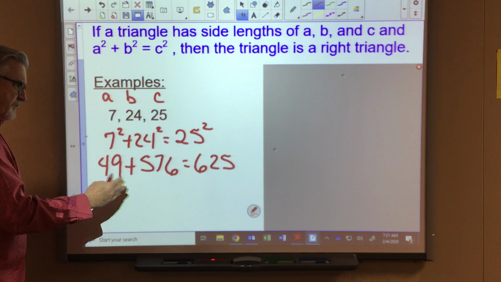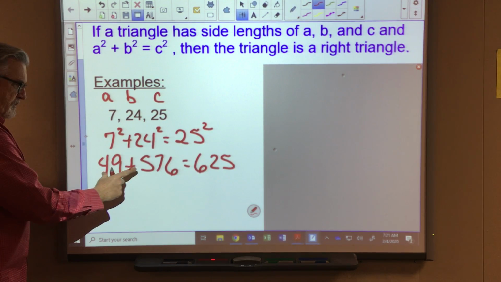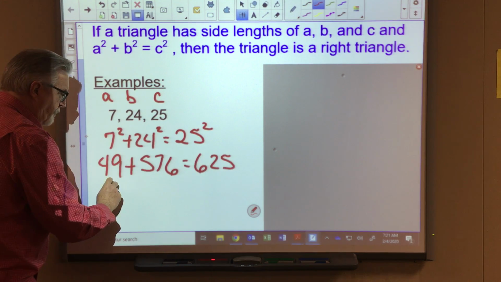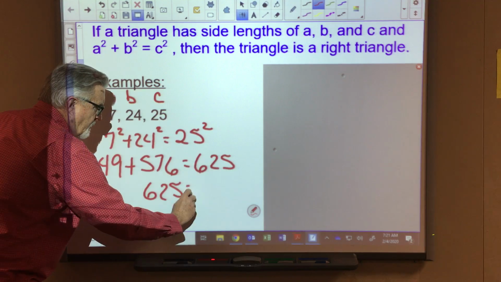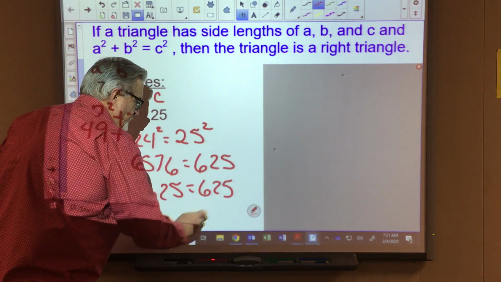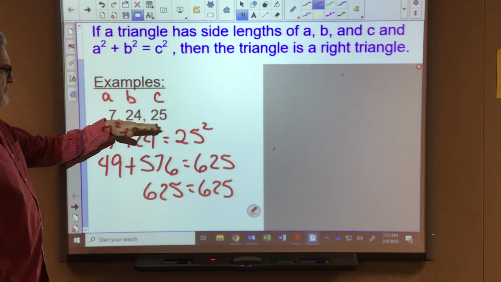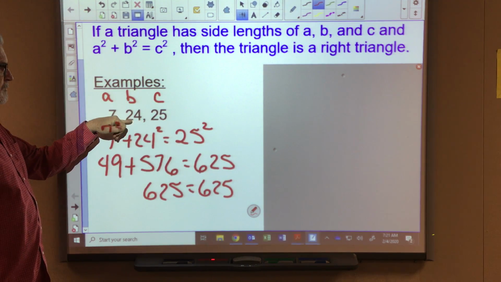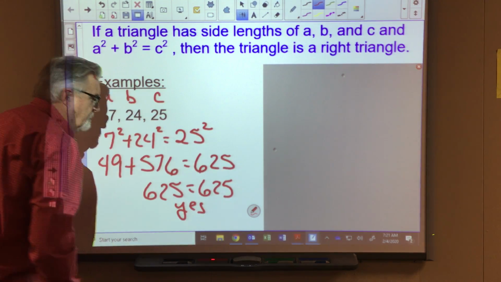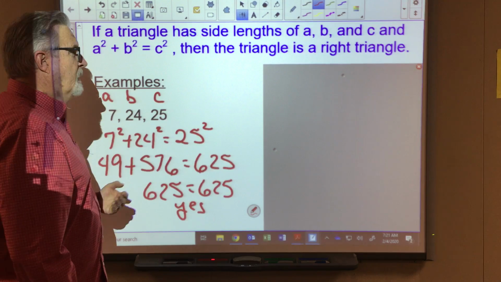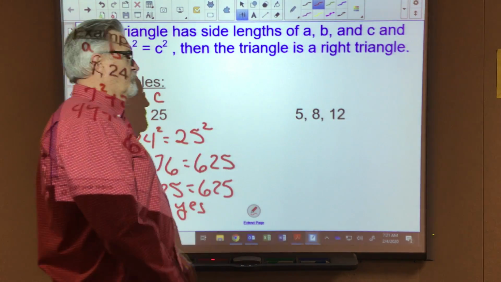There's no inverse or anything to do. We're just simplifying this as we can, doing the math as we go. So we're going to add these two together. 49 plus 576 is 625, and we still have 625 on the other side. So this is a true statement. So yes, a triangle that has side lengths of 7, 24, and 25 would form a right triangle. Let's take a look at an example to see what would happen if it doesn't work.